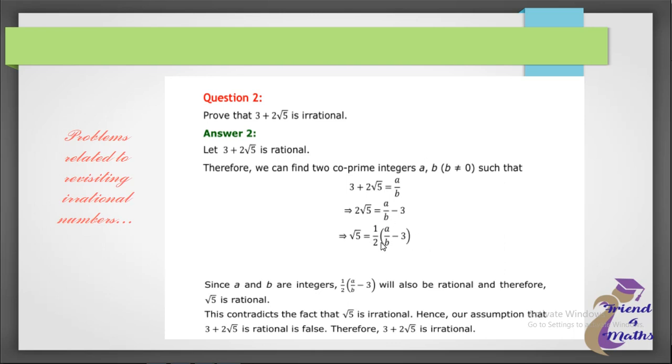That is because of our wrong assumption that 3 plus 2 root 5 is a rational number. So as this is a rational number, and also we have proved that root 5 is an irrational number, we can conclude that 3 plus 2 root 5 is not a rational number, it is an irrational number.